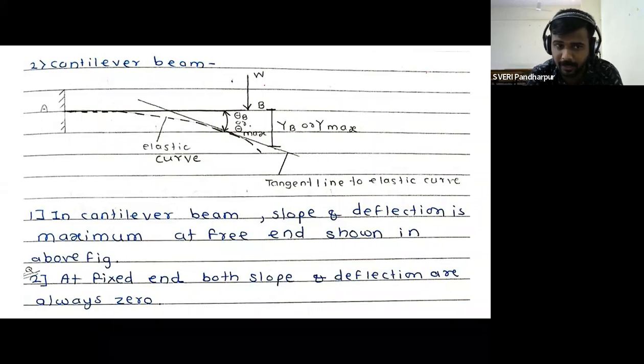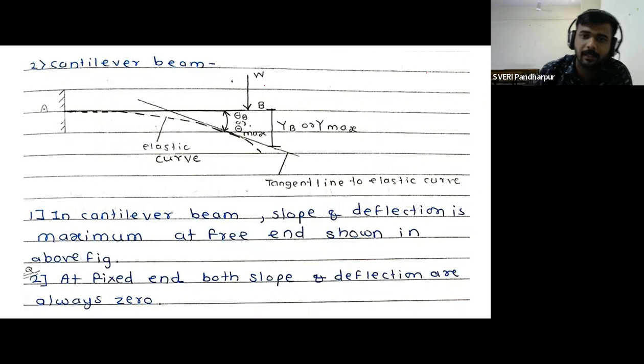Therefore the statement I have written here: in cantilever beam slope and deflection is maximum at free end shown in figure, and at fixed end, both slope and deflections are 0. It is visible on the figure, that is the cantilever beam is there. This dotted line represents the elastic curve, means deflection of the beam is taking place. But if we compare the deflection at point B and deflection at point A, here it is totally equal to 0, but here maximum deflection is taking place like this.